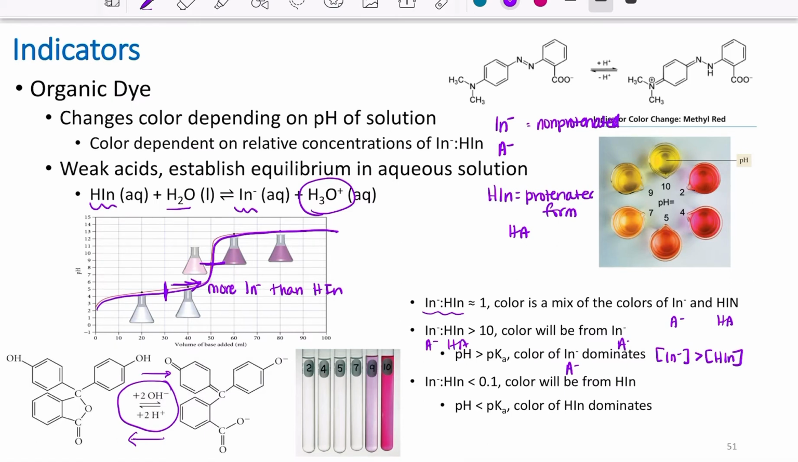When the ratio of the non-protonated to protonated, again, A minus to HA, is less than 0.1, the color will be from the protonated form of the indicator. So when I have a large portion of the protonated indicator, when I have a large portion of the HA form, the color will be dependent upon the color of the HA form. When pH is less than pKa, the color of the protonated form dominates. So the protonated indicator concentration is greater than the non-protonated indicator concentration.